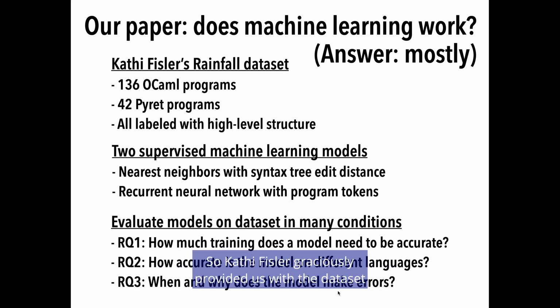So Kathi Fisler graciously provided us with the dataset she used for her 2014 paper, which includes 136 OCaml programs and 42 Pyret programs. Each one is labeled with one of those 3 high-level structures. Given this dataset, we wanted to see how different methods might work for program structure classification. We used 2 supervised machine learning models, nearest neighbors and recurrent neural networks.